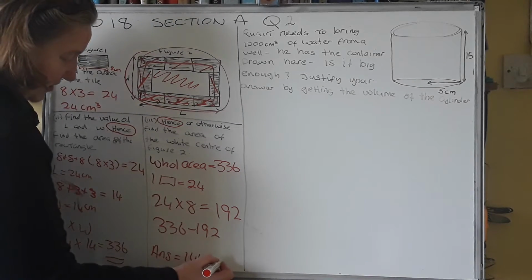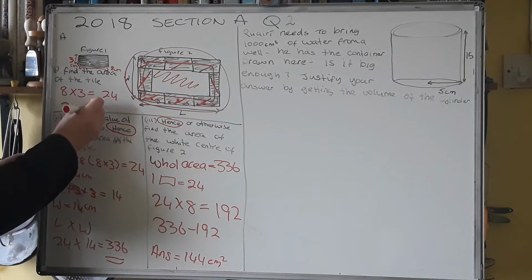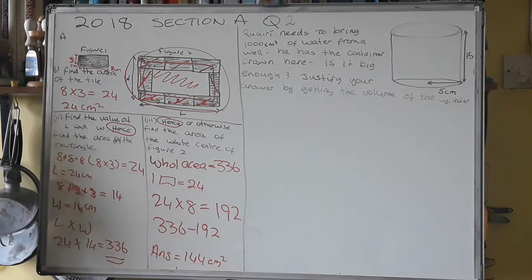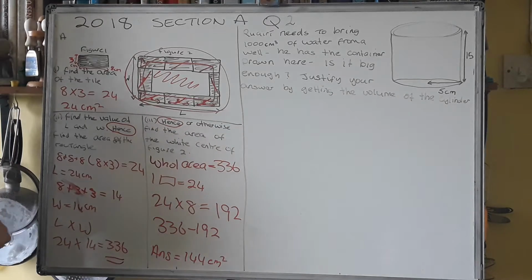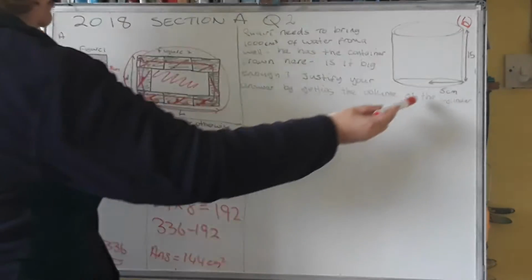It's centimetres squared. Okay, so sorry, that should be squared, not cubed. Cubed is volume. Okay, so 144 centimetres squared. Now, the last bit, part B over here. Now they give you a whole story here. So you have little Rory. He needs to bring at least 1,000 centimetres cubed of water from a well near his home to his school science class. Rory has this cylindrical container with the measurements shown in the diagram.